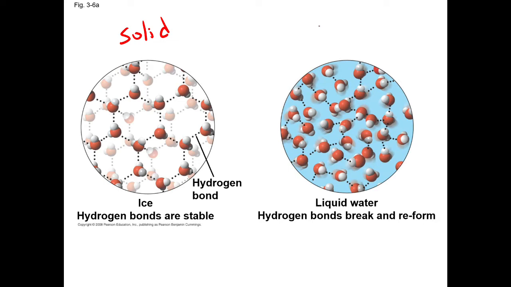Whereas in liquid water over here, the water molecules are actually closer together. There's still hydrogen bonds between them, but they're not regular. They're kind of all over the place, sort of randomly dispersed. And the water molecules are able to get closer together, which causes it to constrict and causes it to be more dense.